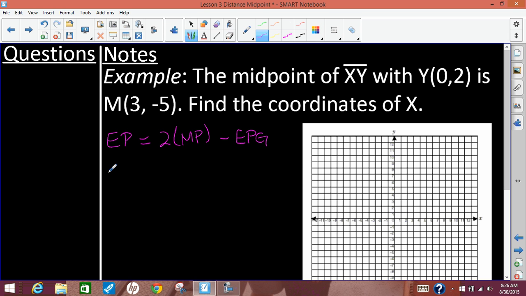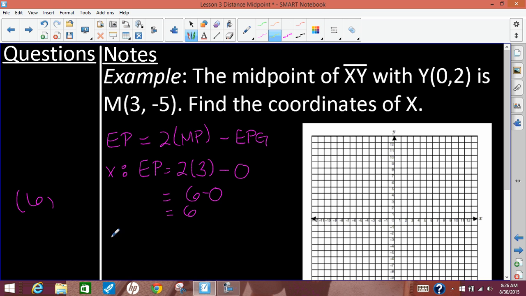So first let's find x. The x value of the midpoint over here, M, is 3. The x value of the endpoint that we're given over here is 0. So the x value of our final answer is going to be 6. And I'm going to put that over here.